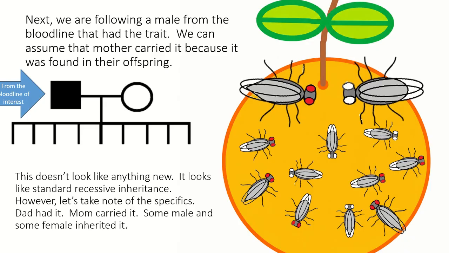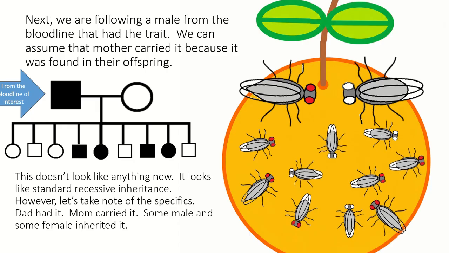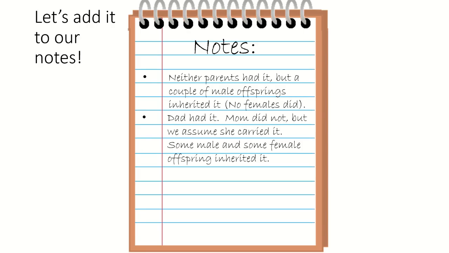Okay, this time we took a dad from the bloodline and a mom that had red eyes, and we ended up with offspring that had females and males that got it, and females and males that did not. Now this seems to be just normal inheritance, but it's worth noting that this time dad did have it, and daughters got it. Last time dad didn't have it, only sons got it. Once again, is that coincidence? Maybe, but it could be a sign of something different. We'll put that in our notes.